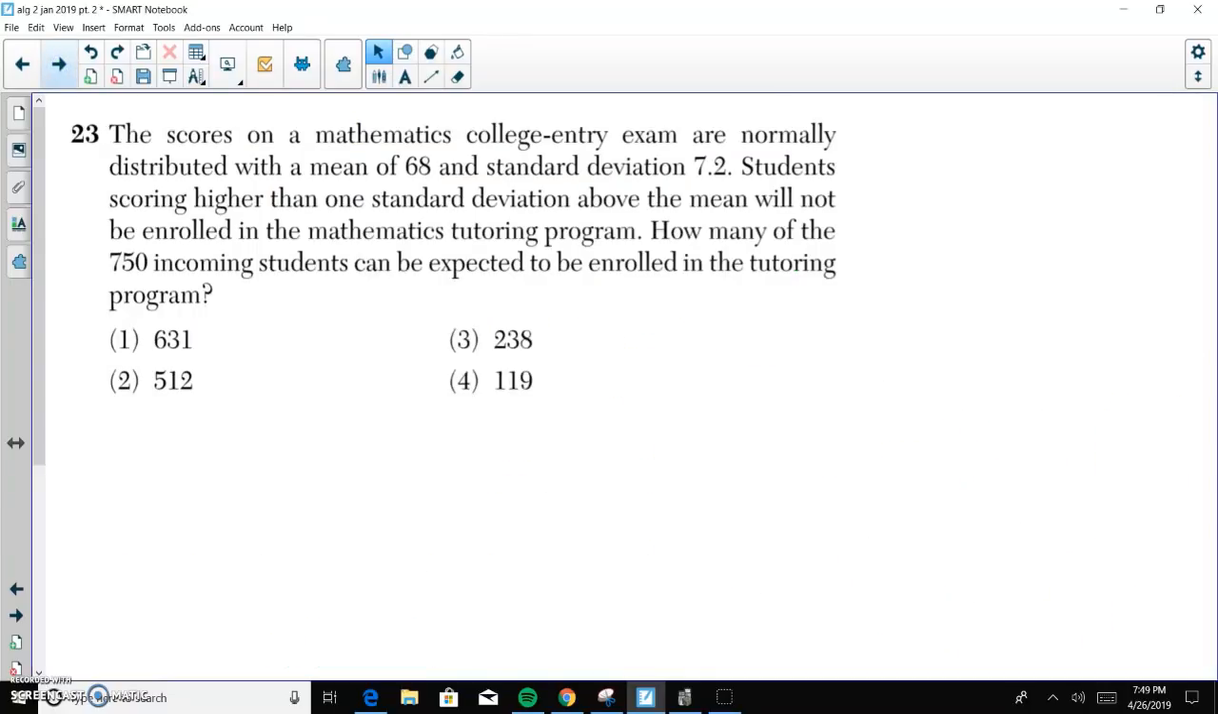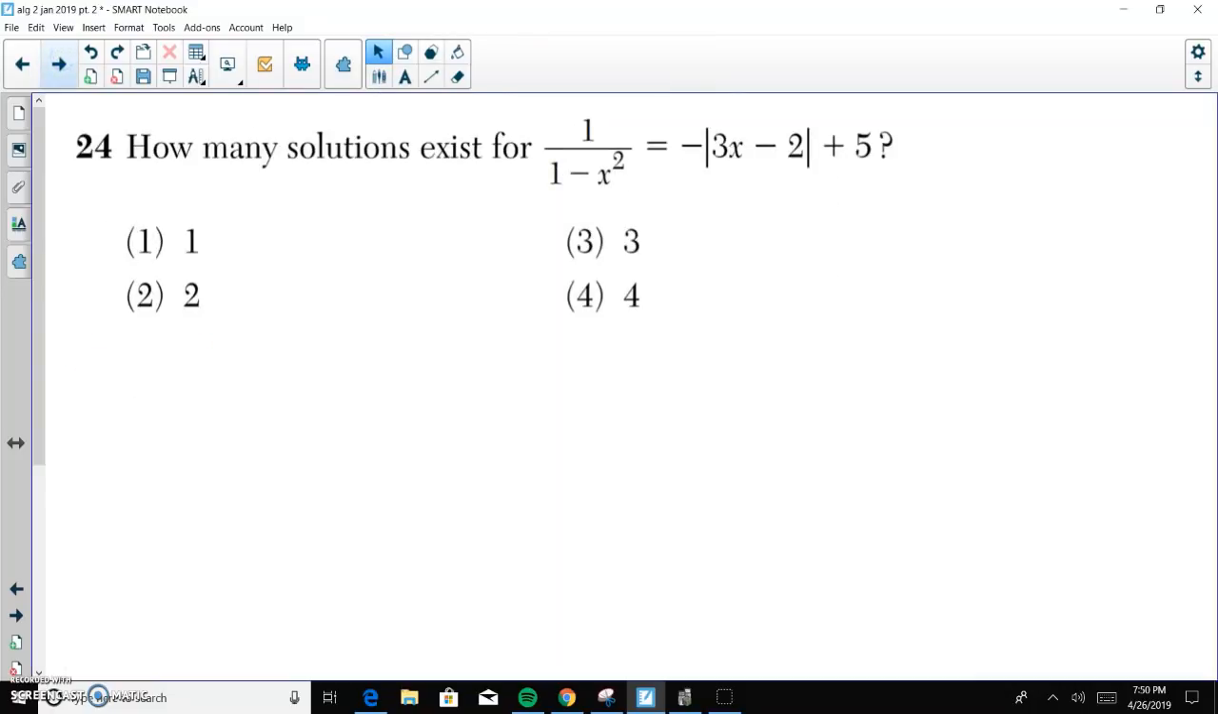Alright, number 23, I didn't learn yet. So in a different video, I'm going to do number 23. Sorry about that. The correct answer for number 23 is choice 1, though. Again, I apologize for that.